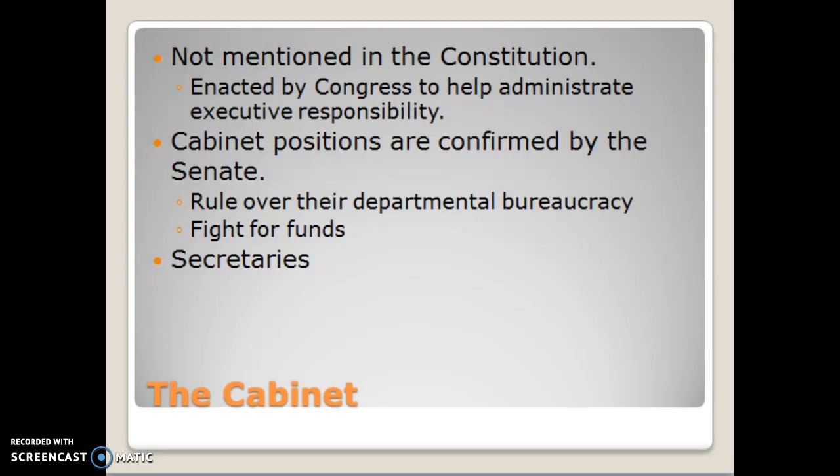And so they're fighting for funds and fighting for the people that work in their department. And again, the way to distinguish is these are the people that have secretary as their title. So if you see secretary, that lets you know they're a cabinet position instead of just somebody that's in the White House staff. So that is what we looked at today.